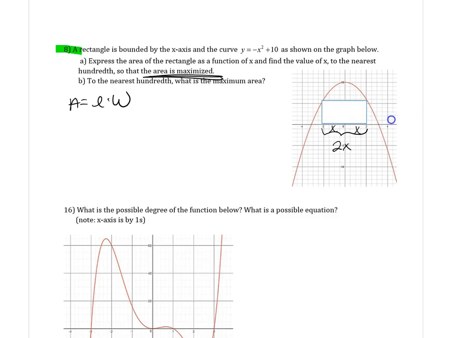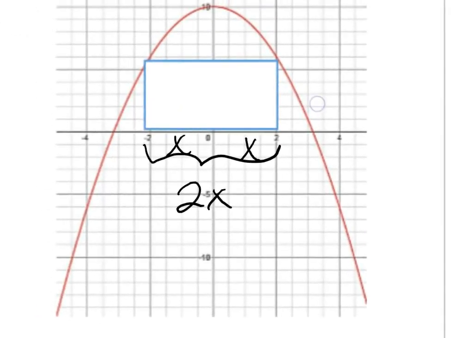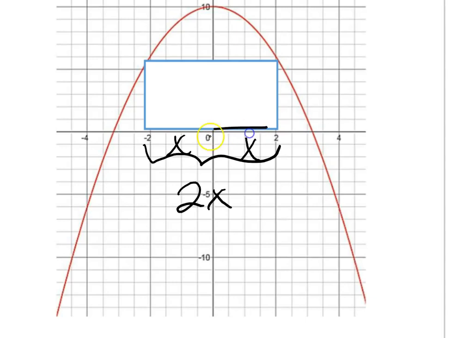So, for example, right now the rectangle that we have is 2 to the right, 2 to the left, so technically a length of 4. And the height is approximately what? Like maybe 5? 10, 9, 8, 7, 6. Okay, 6. So technically this is 6.